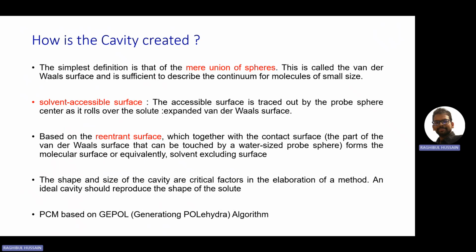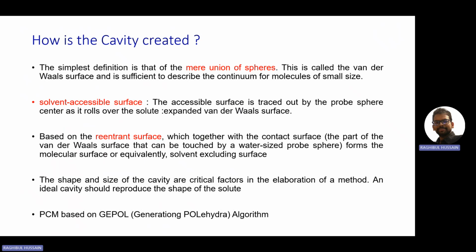One of the simplest ways a cavity is created is: whatever you want to insert in the solvent, you just assume it to be a sphere, and then you add up all the spheres. So it's a mere union of spheres. This is called the van der Waals surface, and is sufficient to describe the continuum for molecules of small size. For small size, you can assume the van der Waals radius as the sphere radius for individual atoms. So if you have a water molecule, you need to know the atomic diameter of hydrogen and oxygen. So you join them together, you will get the entire surface.